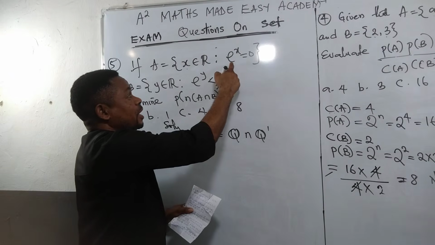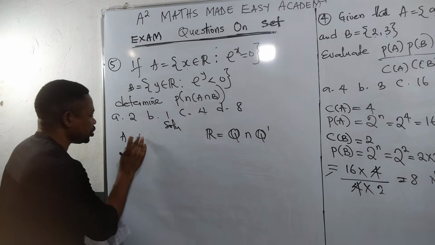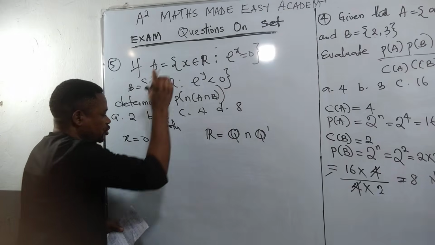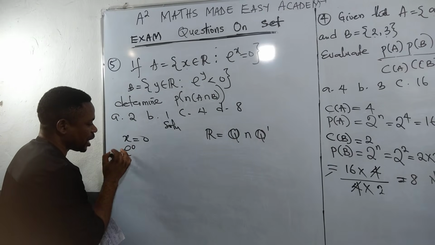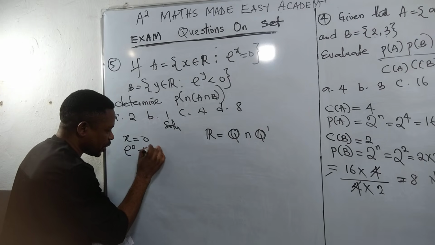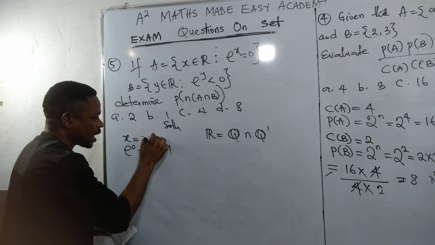Now the question is, what are those values that I will input as x, such that when I take the exponential of those values, the result will be 0? Let me assume that the value of x is 0. Let's substitute. It will give me exponential 0, and mind you, it can never give you 0, because exponential 0 by laws of indices is 1. So 0 cannot go.